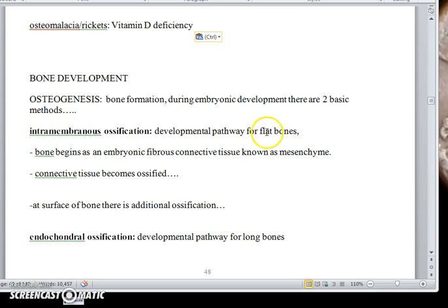Intramembranous ossification. Developmental pathway for flat bones. So, guys, remember flat bones is what we had on bone test 1. Ribs, sternum, stuff like that. Most of the bones of the cranium, too, are considered kind of flat bones. But the way you do it, for reasons I can't exactly explain to you, you can't make bone out of the blue. Your body never does that. It's always made from some other kind of pre-existing tissue.